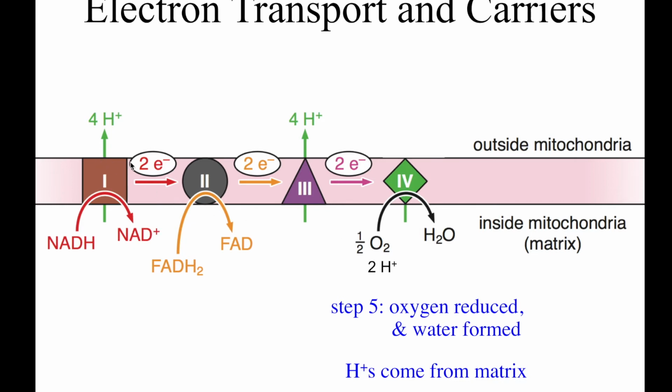So this whole stage here is stage 4, where you take the electrons off of NADH and FADH2, you pass them down an electron carrier gradient. They lose energy along the way, and that energy is used to move protons against their concentration gradient from the matrix into the intermembrane space. So the outside of the mitochondrion is way up here, and this is the intermembrane space.